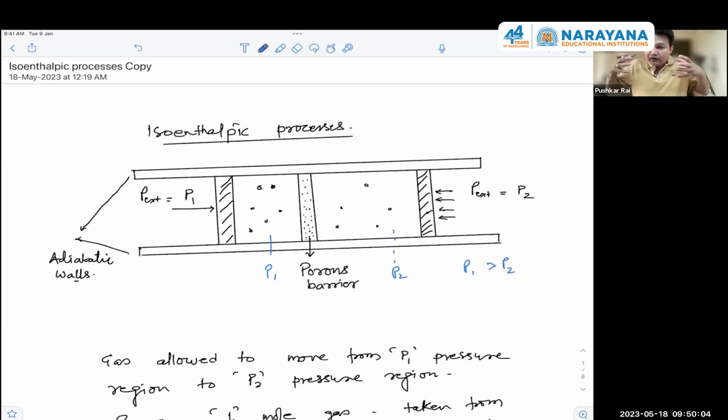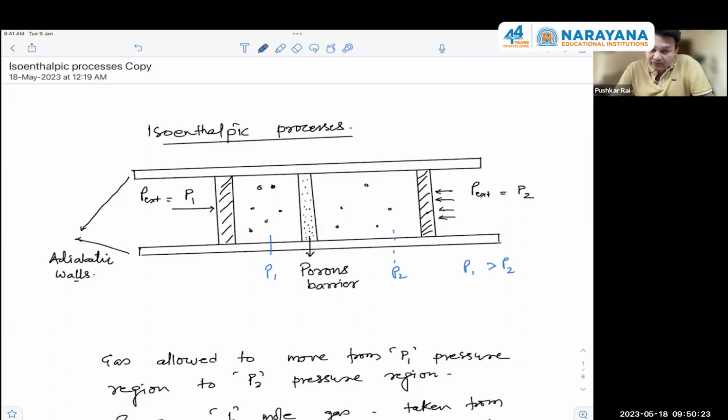Gas will simply go from the high pressure region to the low pressure region, something like this. So this is called throttled expansion. In thermodynamics, there is a special term. Throttled expansion means you are going from a high pressure region to a low pressure region. What do you think?